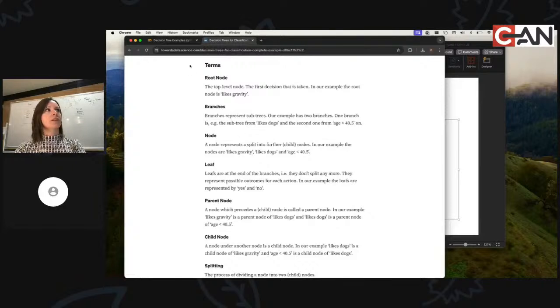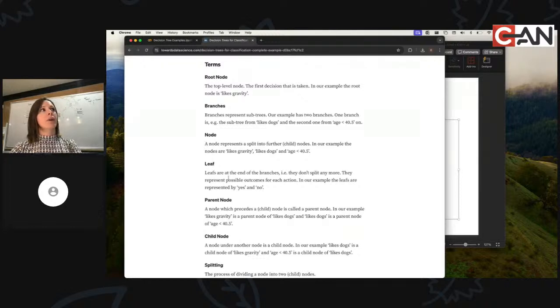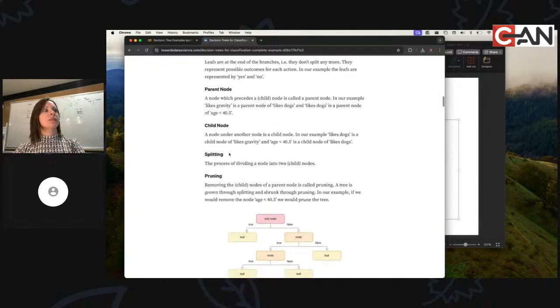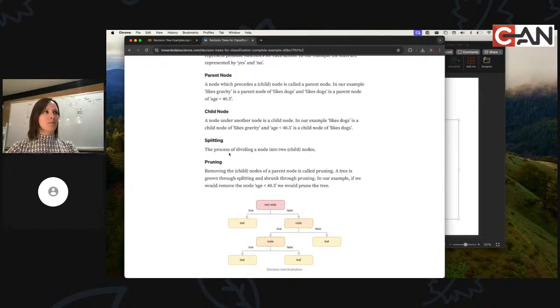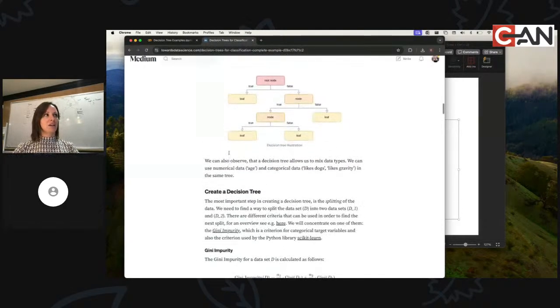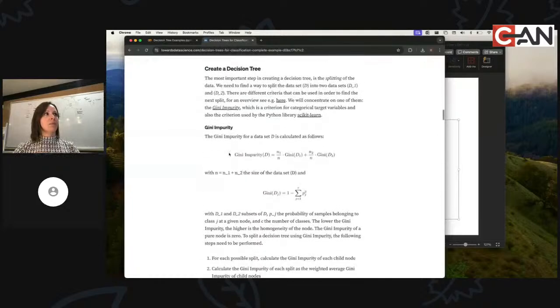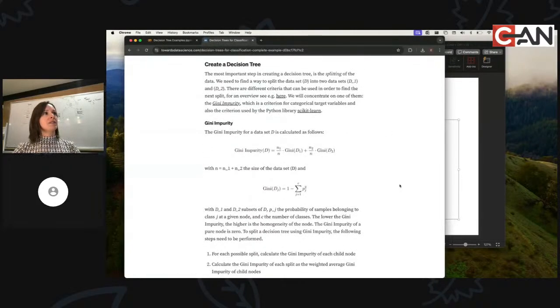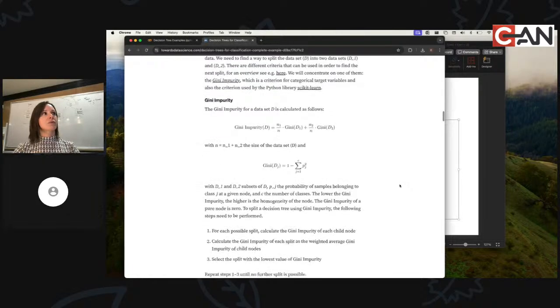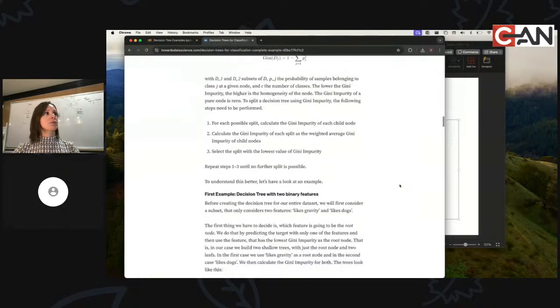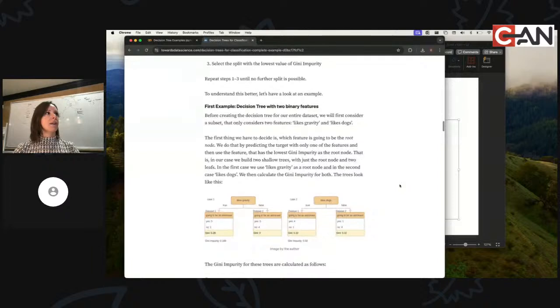There are some terms here. If you missed those while we were talking about them or need a different way of thinking about them, this individual describes root nodes and branches, nodes, leaves, parent nodes, children nodes, maybe to more depth than I had in the slide. We'll talk about pruning a little later, so we'll come back to that. And this is another representation of Gini impurity. So it's always good to read other resources here, but we just talked about that.